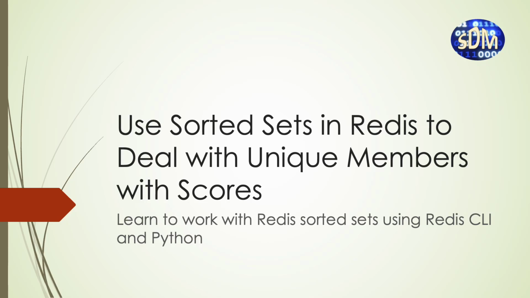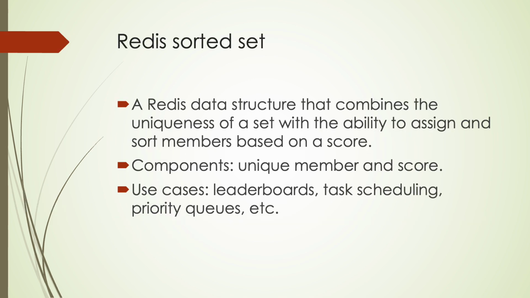In this video, we will learn to use sorted sets in Redis to deal with unique members with scores, using both Redis CLI commands and Python. A sorted set in Redis is a data structure that combines the uniqueness of a set with the ability to assign and sort members based on a score. Thus, the components of a sorted set include unique members and their scores. Common use cases of sorted sets include leaderboards, task scheduling, priority queues, etc.